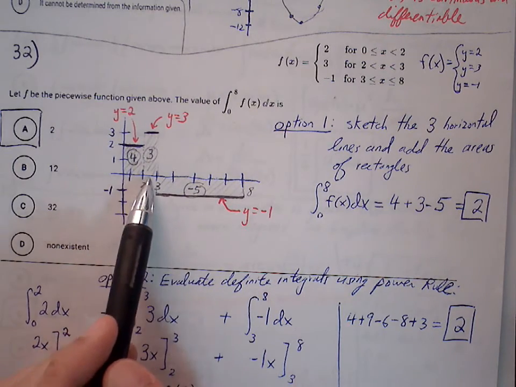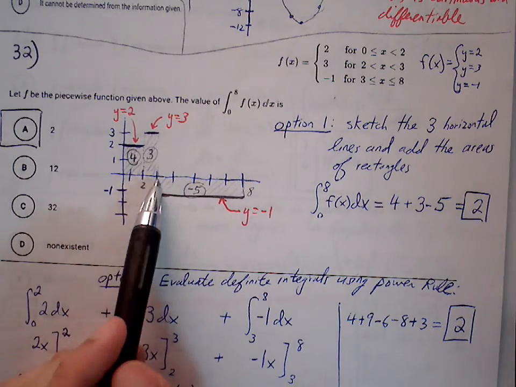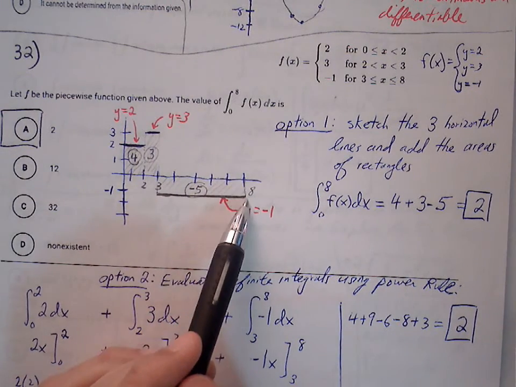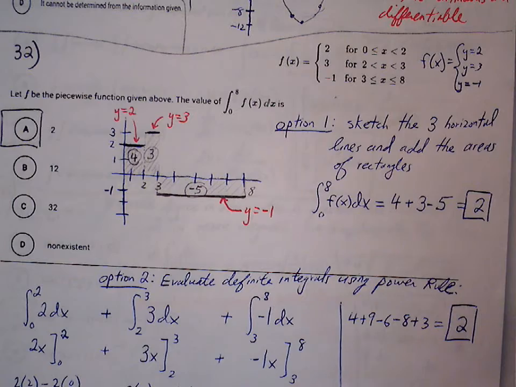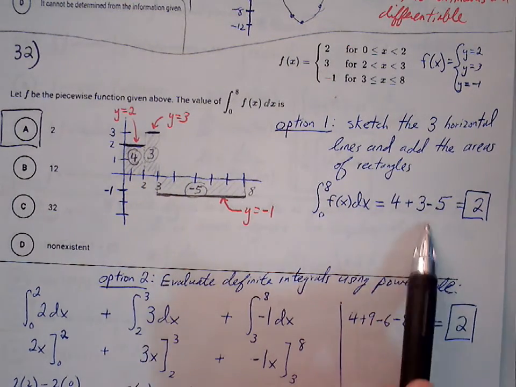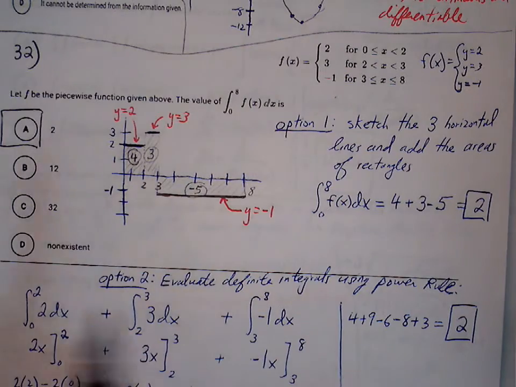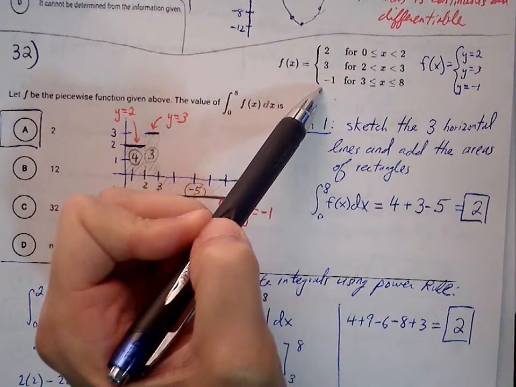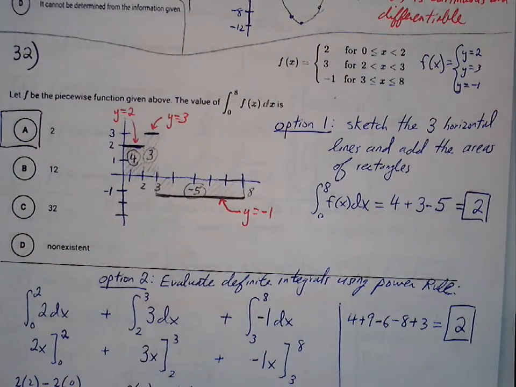So this is 2 times 2, which is 4. This is 1 times 3, which is 3. This is 5 times negative 1, which is negative 5. So if I add these up, I get 4 plus 3 minus 5. 7 minus 5 is 2. The other option is we can go through and do the power rule for each of these terms, which I think will take longer, but it's definitely a possibility.